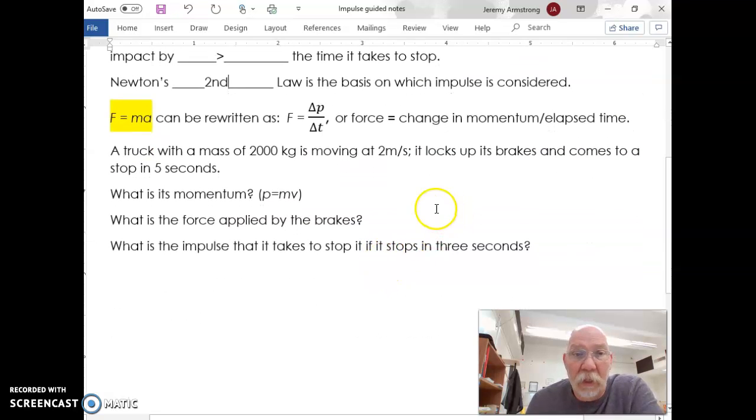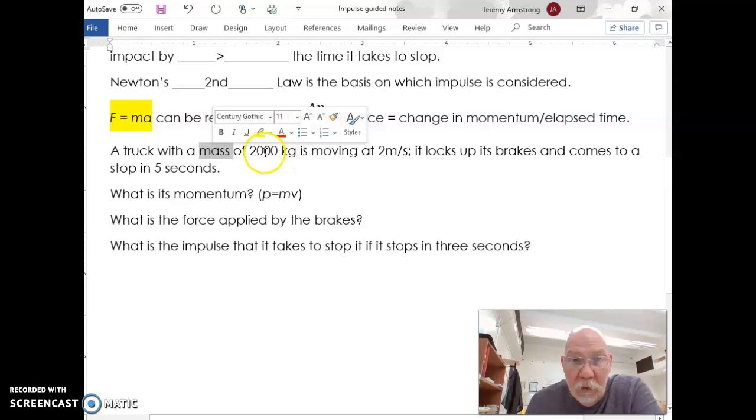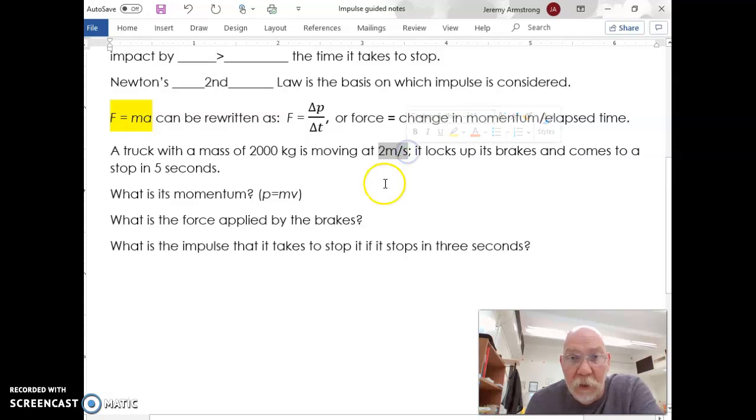Now let's work through an example. A truck with a mass of 2,000 kilograms, all right, this is mass, is moving at 2 meters per second. This is its velocity. Since we don't have a direction, we just say it's positive, even if it doesn't have a plus next to it.